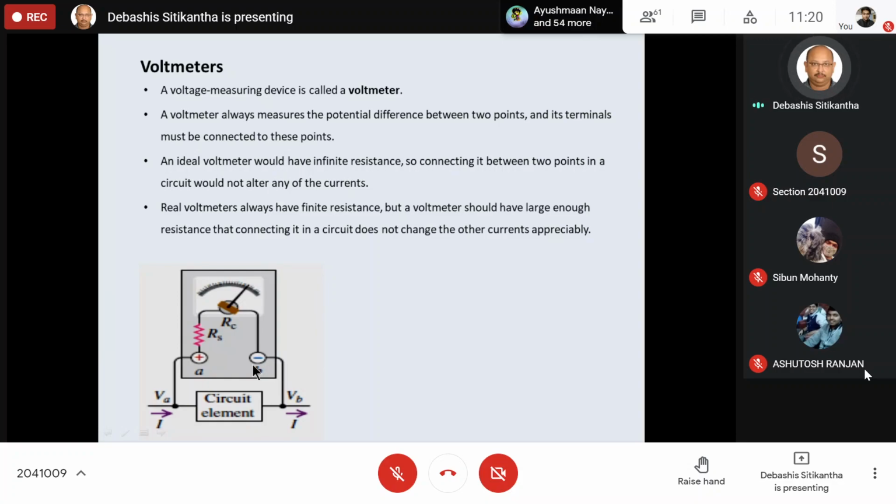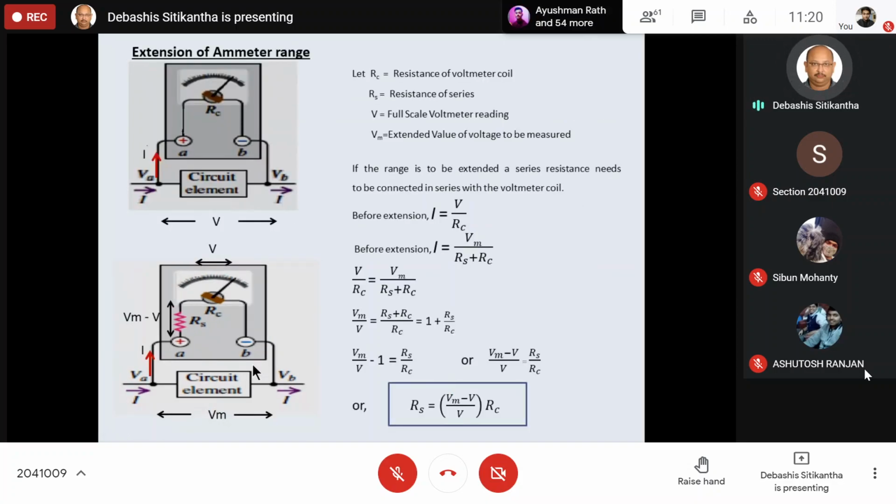Now let us see the extension. Oh, I have written it wrongly as ammeter. Okay, let me change it.